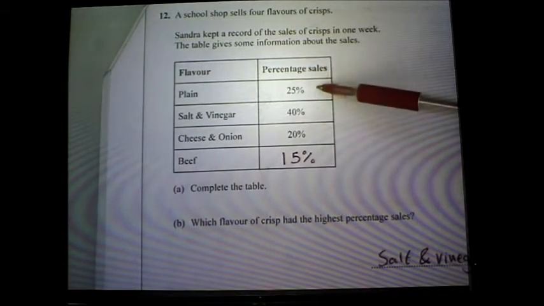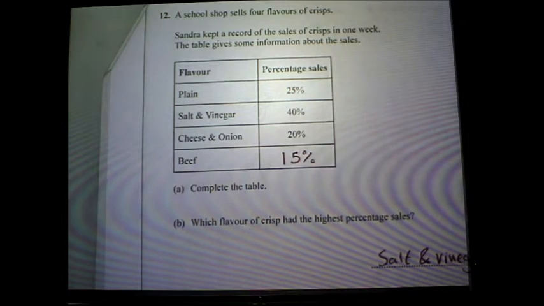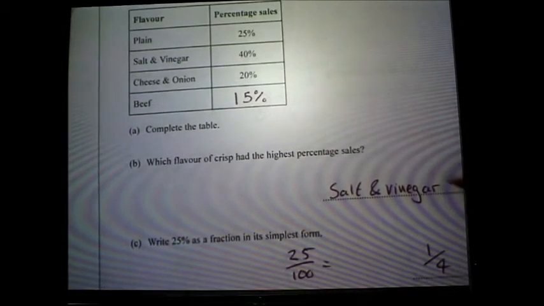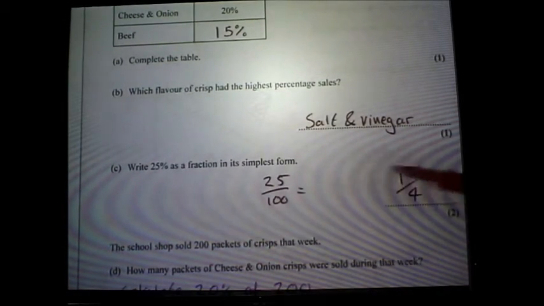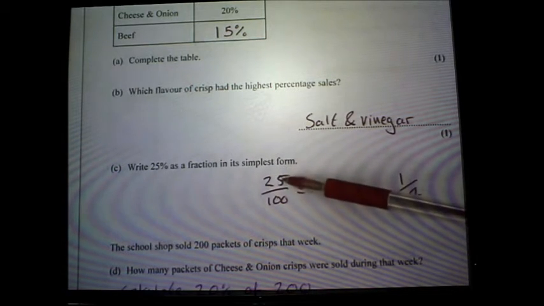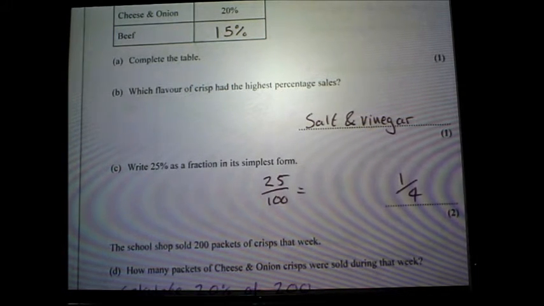So do 100, take away that, take away that, take away that, and that leaves you with 15. Highest percentage sales of salt and vinegar. 25% as a fraction. Well, some of you might know 25% is a quarter, so you write a quarter, or you can put 25 over 100 and simplify it to 1 over 4.